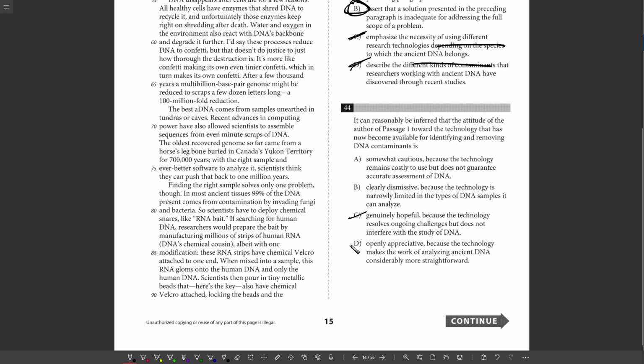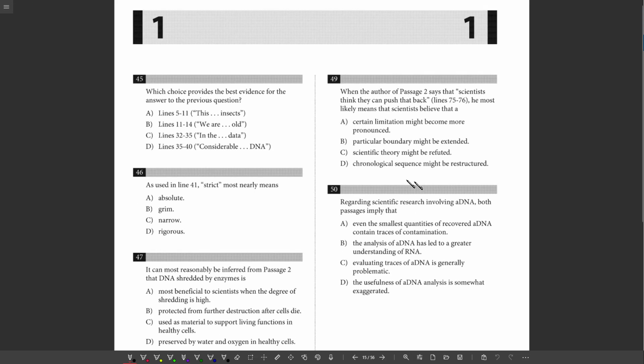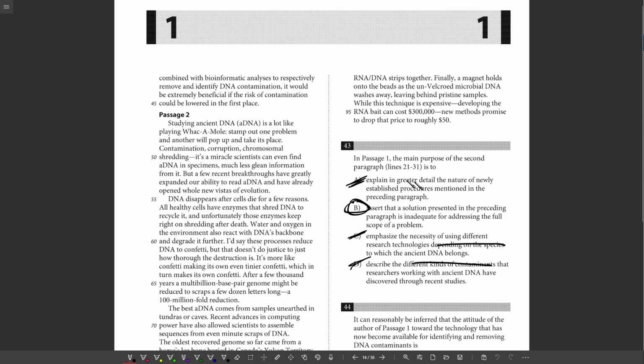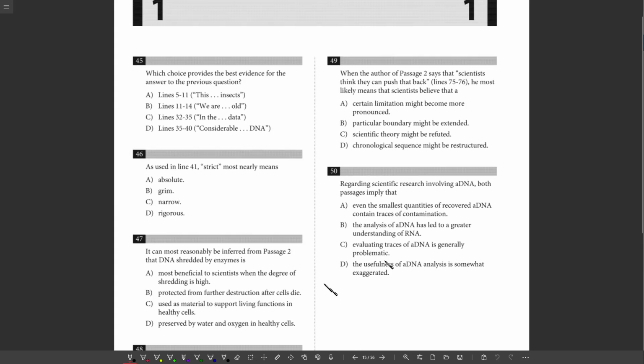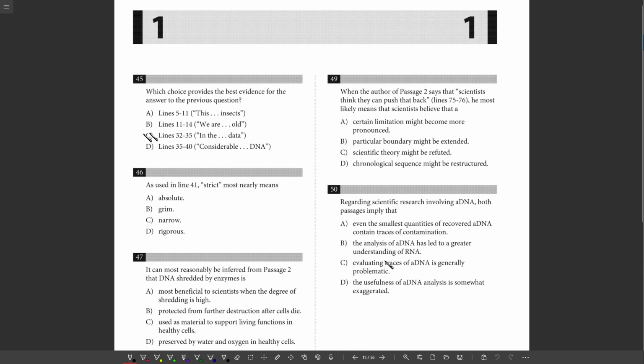So I think C and D are way too positive. B is way too negative. It does do something. It does help. It's just not a cure-all. And we look at A, somewhat cautious, pretty mixed there, right? It's a little positive, a little negative, because this technology remains costly to use. We saw that in those lines. And indeed doesn't guarantee accurate assessment of DNA, that there's issues that are not fully addressed. So I do, therefore, like for 44, choice A. And the lines that we used were the ones that we had just read. That's 35 to 40. So 45 is D.